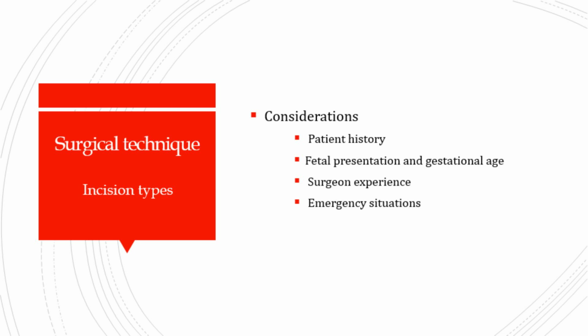In urgent cases, speed may take precedence over cosmetic considerations, leading to a preference for vertical incisions. Understanding the different types of incisions helps in selecting the appropriate technique based on individual patient circumstances. Classical incisions are often used in early gestations as the lower uterine segment is not well developed. The T and J incisions can be used in emergency circumstances when there is difficulty extracting the fetus from the uterus and the surgeon needs more room.